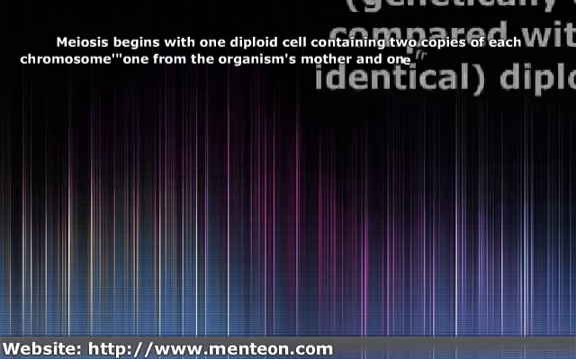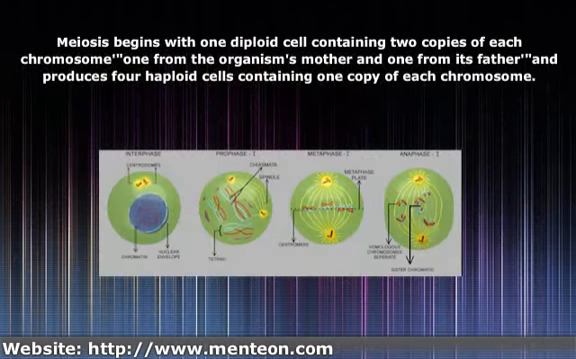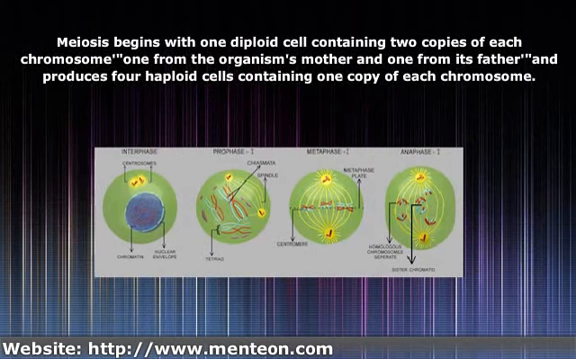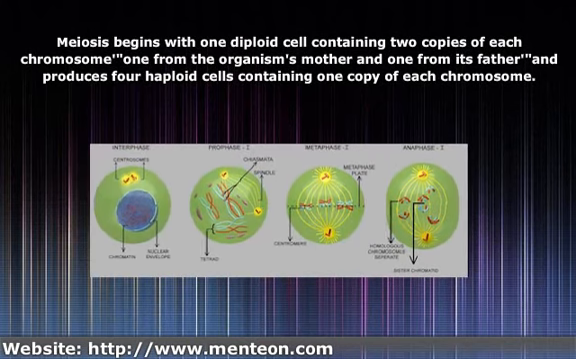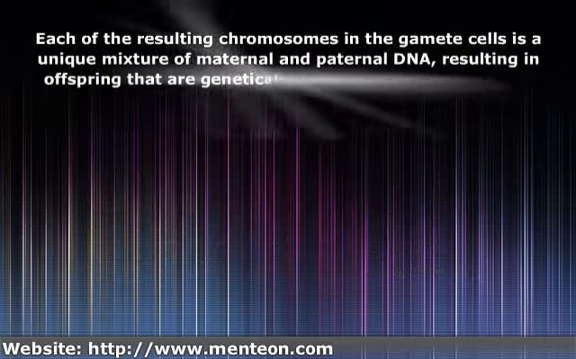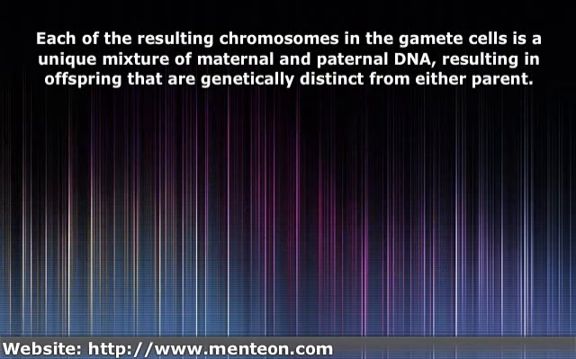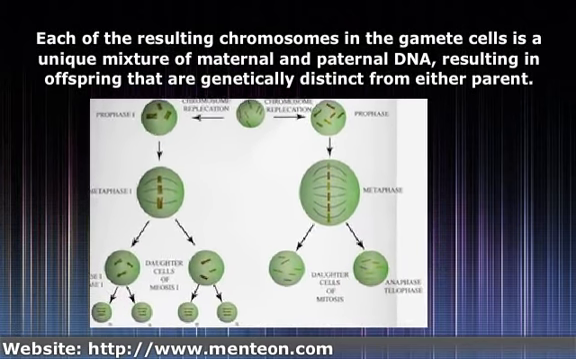Meiosis begins with one diploid cell containing 2 copies of each chromosome, one from the organism's mother and one from its father, and produces 4 haploid cells containing 1 copy of each chromosome. Each of the resulting chromosomes in the gamete cells is a unique mixture of maternal and paternal DNA, resulting in offspring that are genetically distinct from either parent.